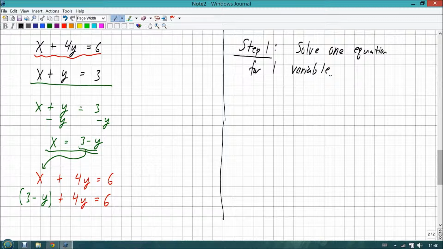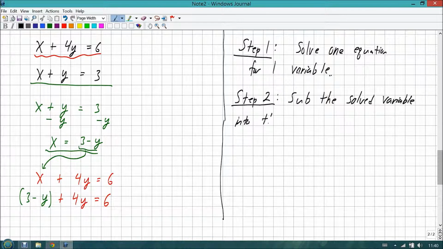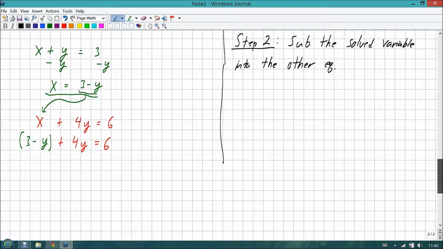This was, of course, step 2. Step 2 is sub the solved variable into the other equation. And that's what we did right here. We solved for x, bam, we got it. And now we have just subbed it in to the other equation. After I've solved or subbed it in, I do step 3.